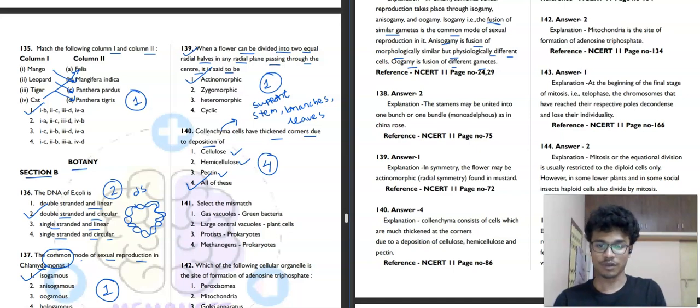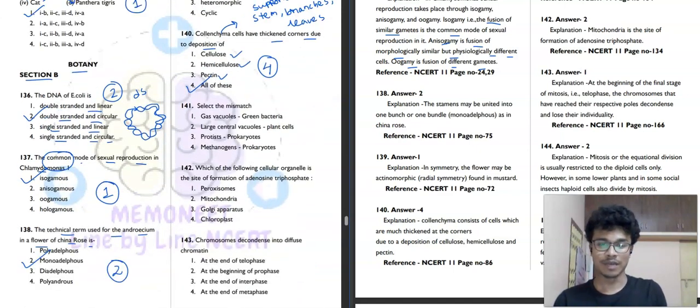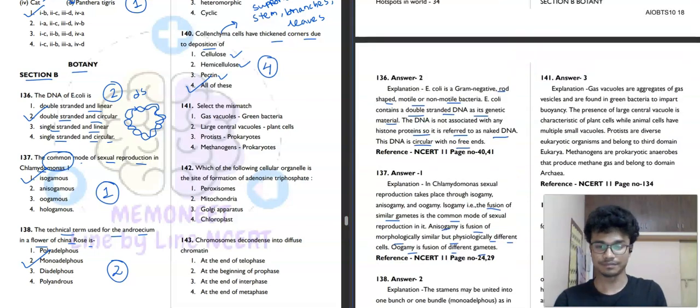Moving towards the next question, 141. We have to select the mismatch. Gas vacuole, green bacteria; large central vacuole, plant cell; protist, prokaryotes; methanogens, prokaryotes. So gas vacuoles are found in green bacteria, which is correct. Gas vacuoles are aggregates of gas vesicles and are found in green bacteria to impart buoyancy. Then the large central vacuole found in plant cell is absolutely correct; the presence of a large central vacuole is characteristic of plant cells, while animal cells have multiple small vacuoles.